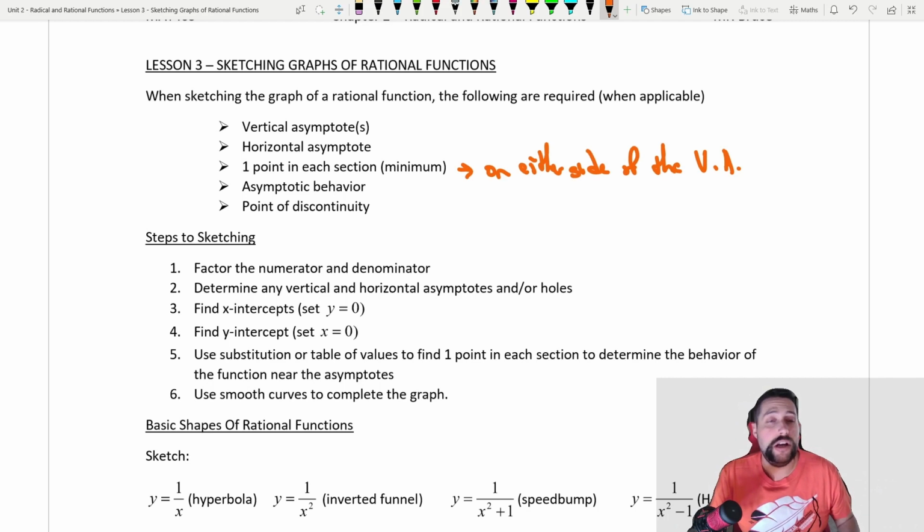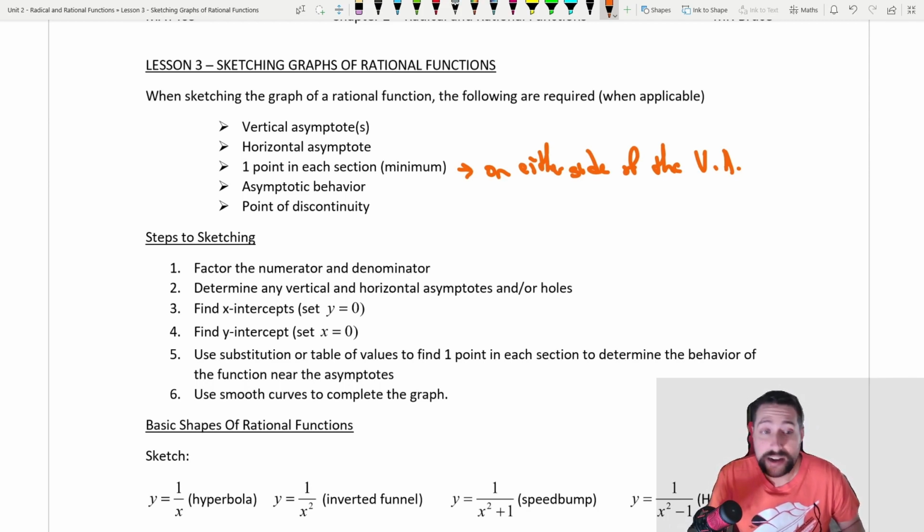Asymptotic behavior means you're just following along the asymptotes. Your graph should follow your vertical and horizontal asymptotes. And then obviously you need to find your point of discontinuity. Okay, steps to sketching. This is important to know.